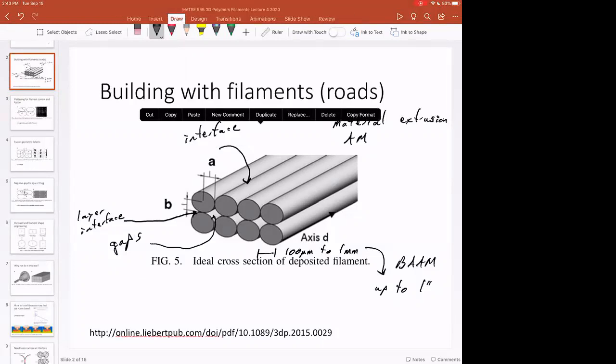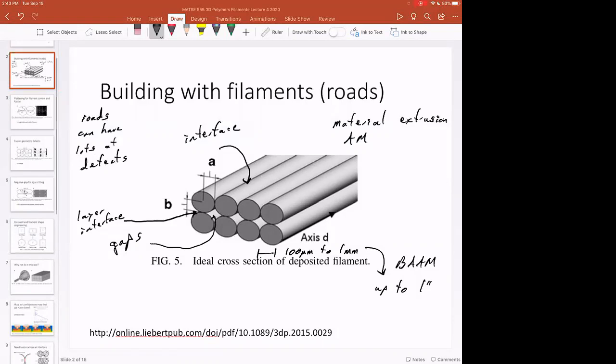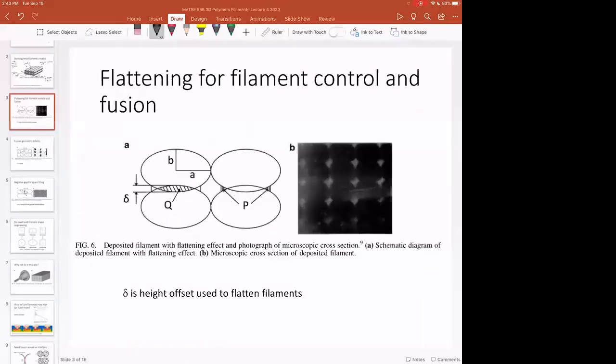And so roads can have lots of defects. And that's an issue. So people have studied this, and this is a really nice paper that you can check out right here. And these are some figures from that paper. But people have studied this in terms of material extrusion AM and tried to figure out how to mitigate some of these issues. And one of the things that they've looked at is flattening the filament in order to try and do gap filling.